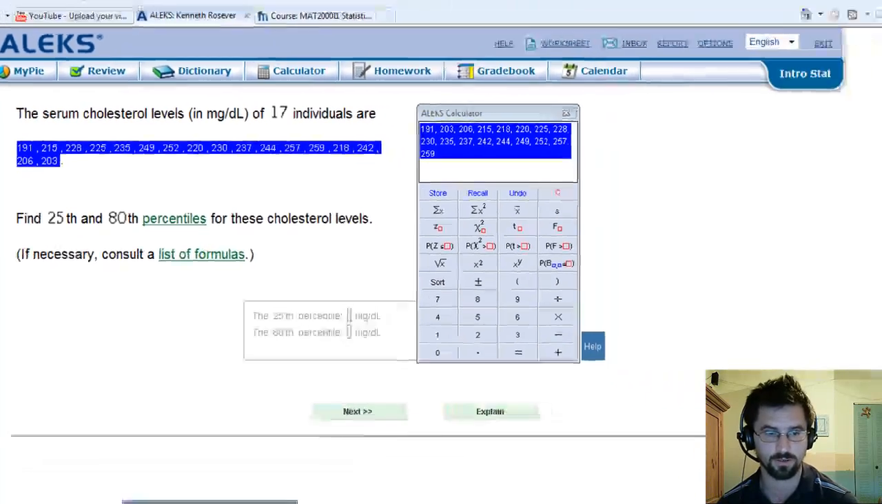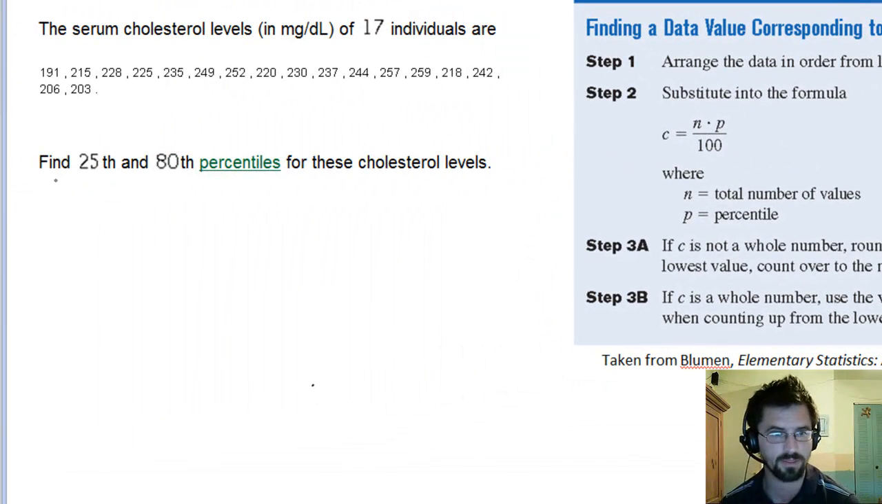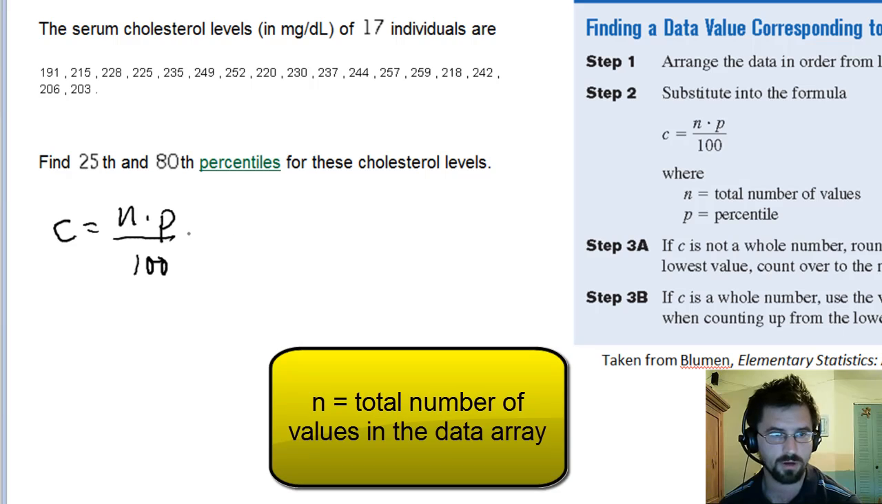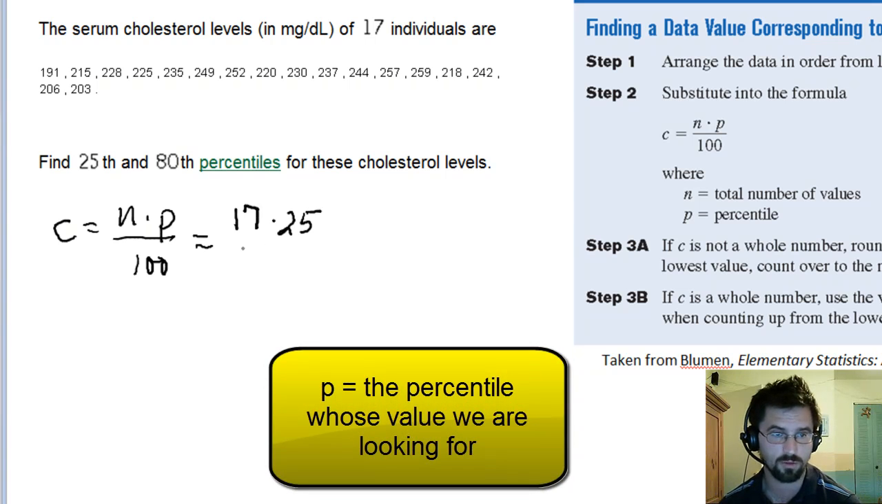Alright, the calculations you do are as follows. After you've arranged the data in order, you substitute into the formula. The formula is C equals N times P over 100. So let me write that down. C equals N times P over 100, where N is your sample size or your population size. The number of individuals in this sample is 17, so that's my N. P is the percentile you're looking for. That would be the 25th.